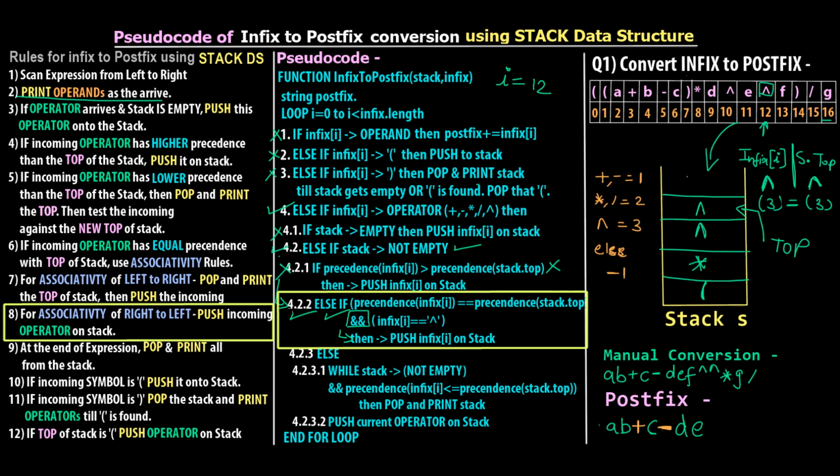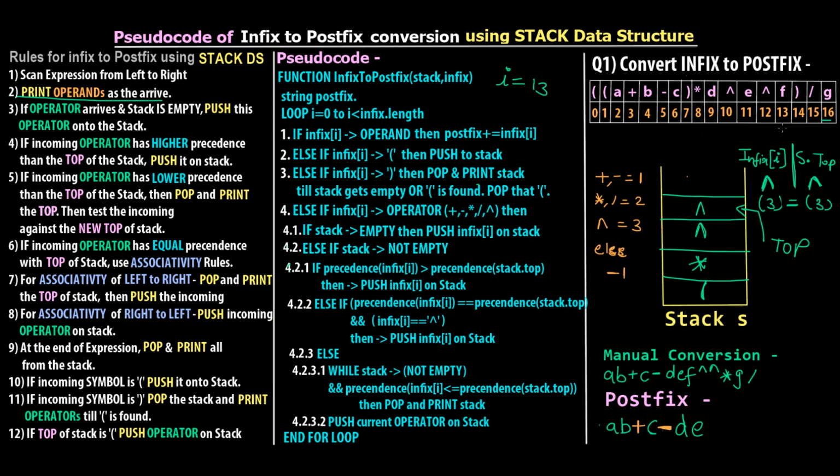Okay, so since this 4.2.2 is executed, we will come outside the entire if else statements. We will come at the end of the for loop, and now I will become 13. So when I becomes 13, we have F as an operand. So step number 1 applies. We have to simply paste it or print it in the postfix expression. Okay, and then I will become 14. So we are at this position, which is now a closing bracket, and now things are gonna pop off, and let's see how things work.